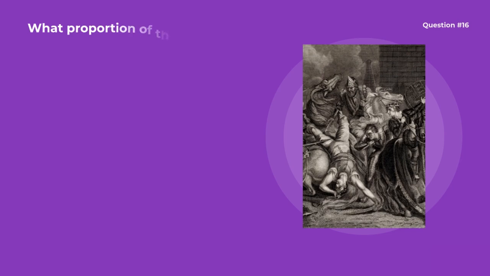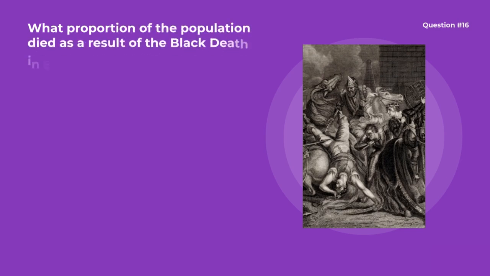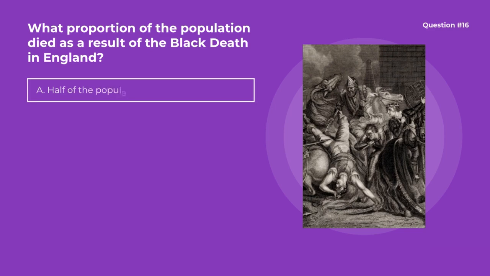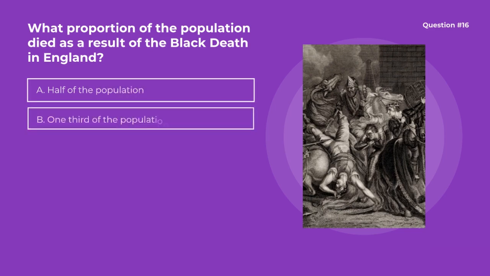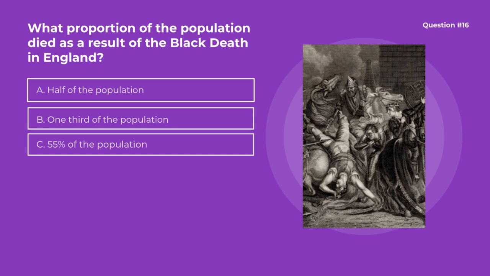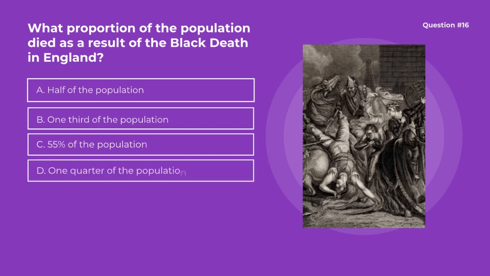Question number 16. What proportion of the population died as a result of the Black Death in England? Options are A. half of the population, B. 1/3 of the population, C. 55% of the population, D. 1/4 of the population. Correct option is B. 1/3 of the population. It was one of the deadliest events in British history.